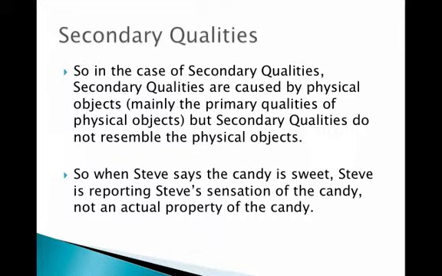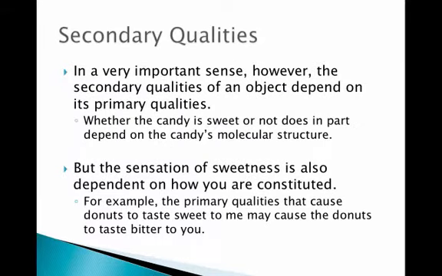So when Steve says the candy is sweet, Steve is reporting Steve's sensation of the candy, not an actual property of the candy. In a very important sense, however, the secondary qualities of an object depend on its primary qualities. Whether the candy is sweet or not does in part depend on the candy's molecular structure. And chemists, nutritionists, all sorts of people could explain that to you. This is, again, continuous with modern scientific findings. But the sensation of sweetness is also dependent on how you are constituted.